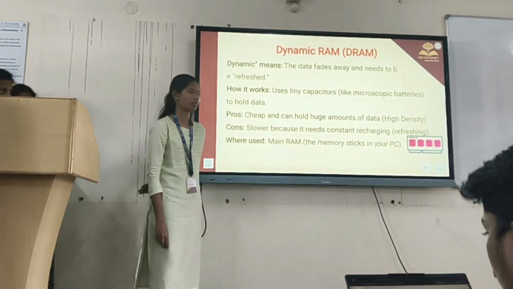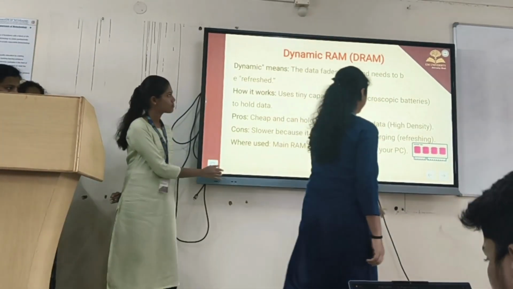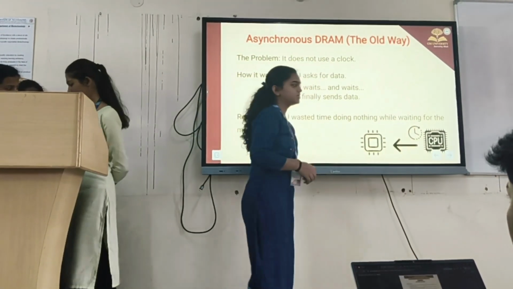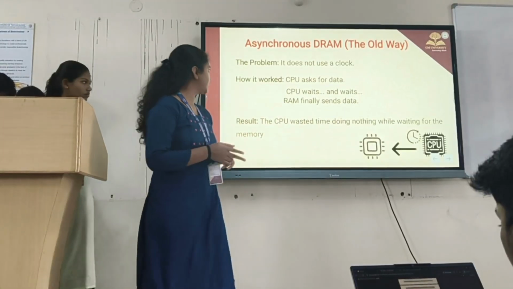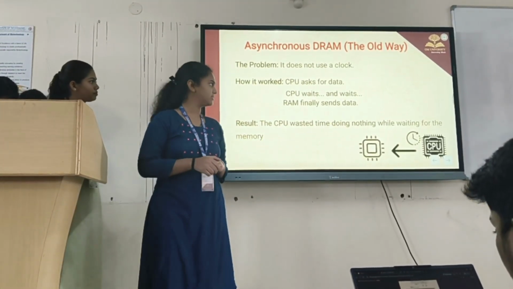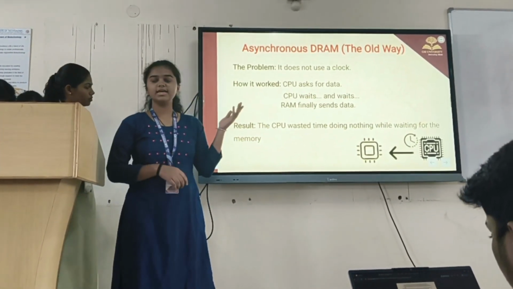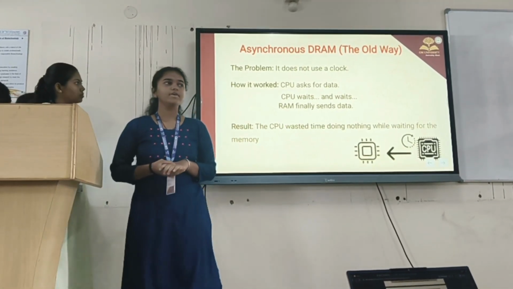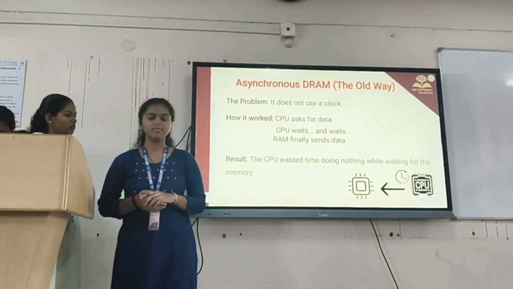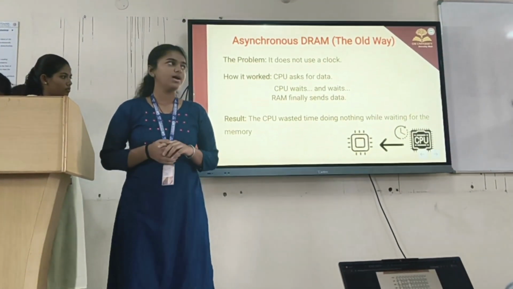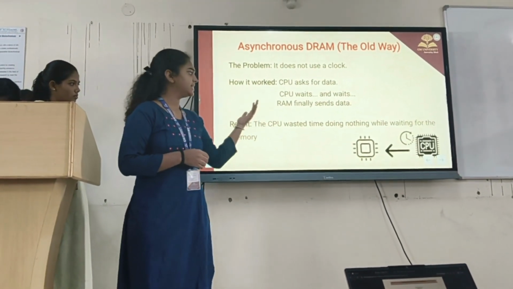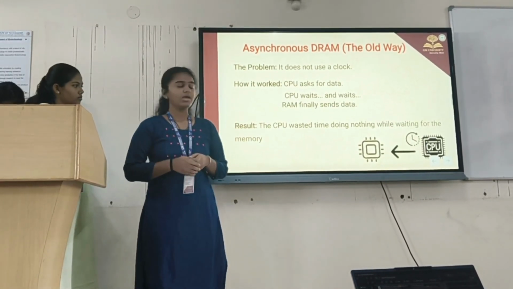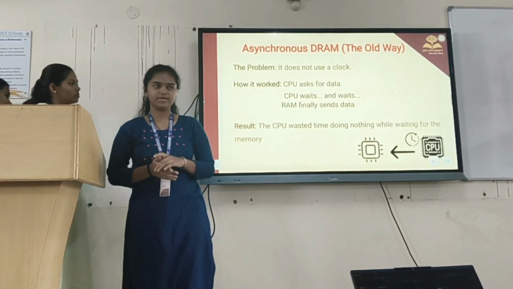Next. In DRAM there are two types, that is asynchronous and synchronous. In the older computers, we used the asynchronous DRAM, where there is no clock system. The timing issue was there. If the CPU asks for data from the memory, the memory could send it at any time. Until then the CPU has to wait.